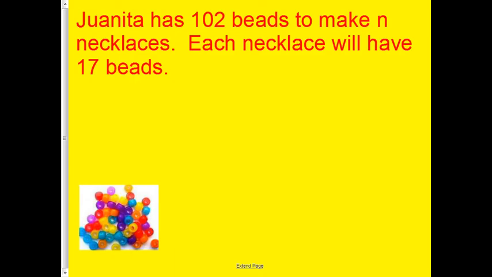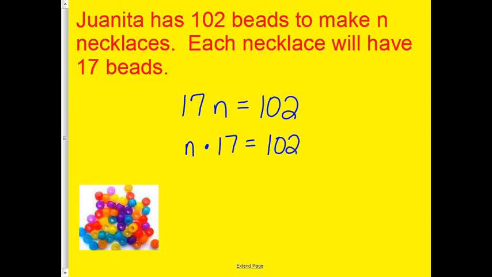Well, this one we can look at as a multiplication problem. For example, we could say each necklace has 17 beads. There are N necklaces, so 17 beads per necklace times however many necklaces I have has to equal my total number of beads. Or the number of necklaces I have times 17 beads in each necklace equals 102 total beads.